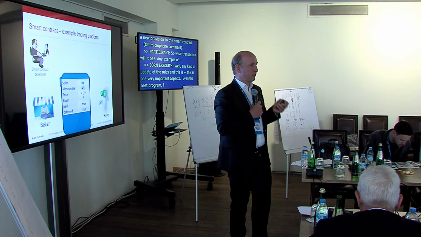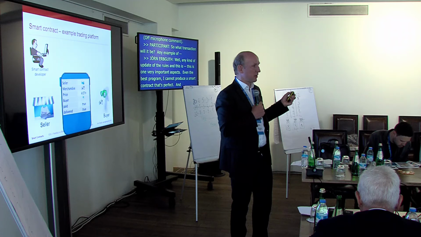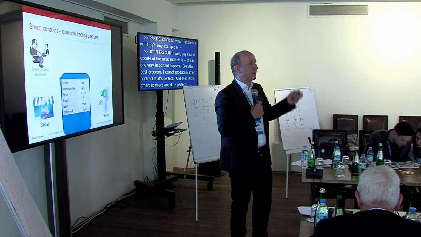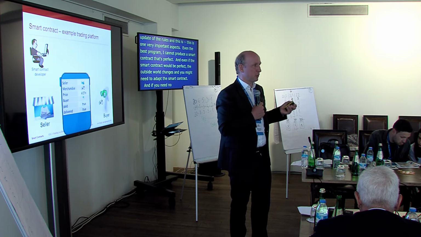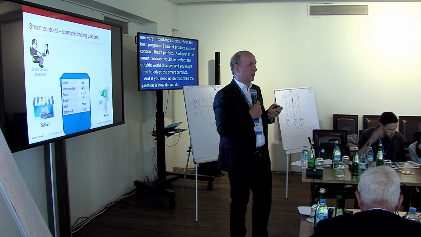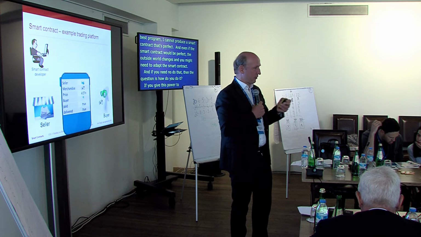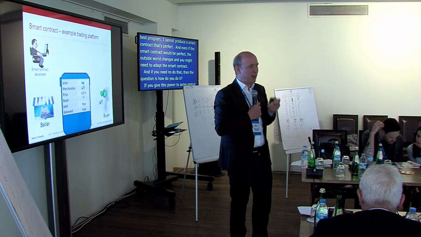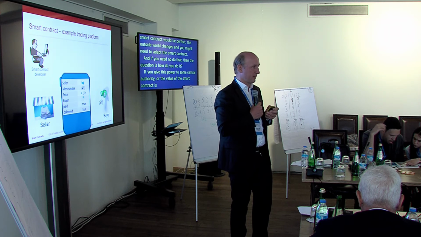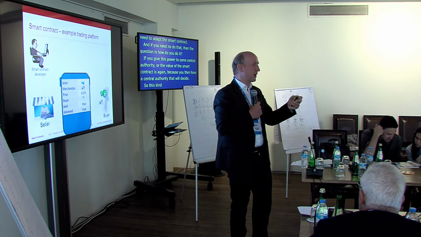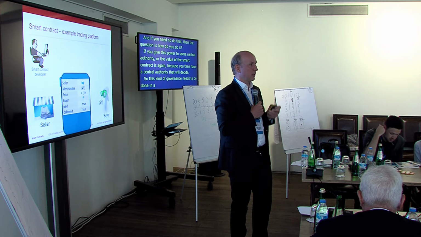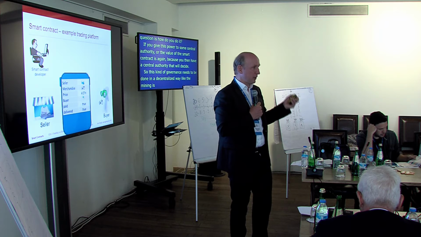Even the best programmer cannot produce a smart contract that's perfect. And even if the smart contract were perfect, the outside world changes, and you might need to adapt the smart contract. And if you need to do that, the question is, how do you do it? If you give this power to some central authority, all the value of your smart contract is gone, because then you again have a central authority that will decide. So this kind of governance needs to be done in a decentralized way, like the mining, like the blockchain is done in a decentralized way, so you can be sure that this power, when needed, is not abused.